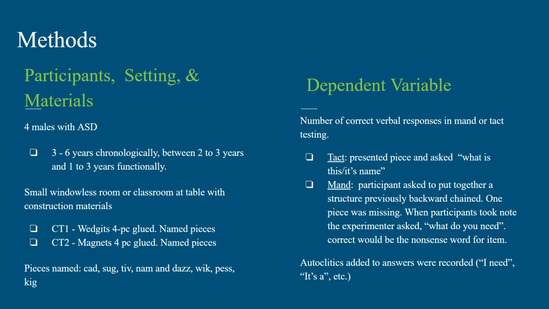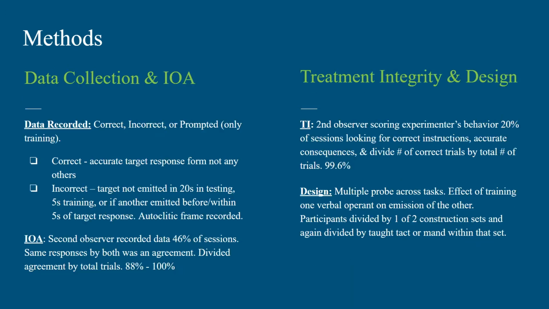And whether or not autoclitics were used was recorded as well. Again, data collection was correct or incorrect responses. Correct response would be the accurate target response form and not any others, which was the made-up word. Incorrect would be anything else, or if the target was not emitted in 20 seconds in testing, or if another was emitted within 5 seconds before the target response. And again, the autoclitic, if it was used, was recorded.